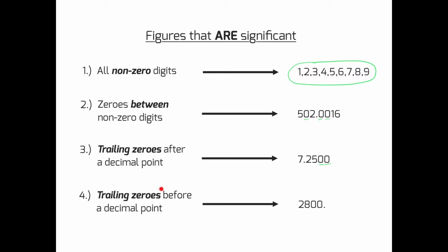Trailing zeros that come before a decimal point are also significant. So if we look at our example here, we have trailing zeros here and here because they come at the end of the number. They also come before the decimal point, so these two zeros are significant. The key thing to focus on in this one is this decimal point. Because if this decimal point is not there, then these zeros are not significant.